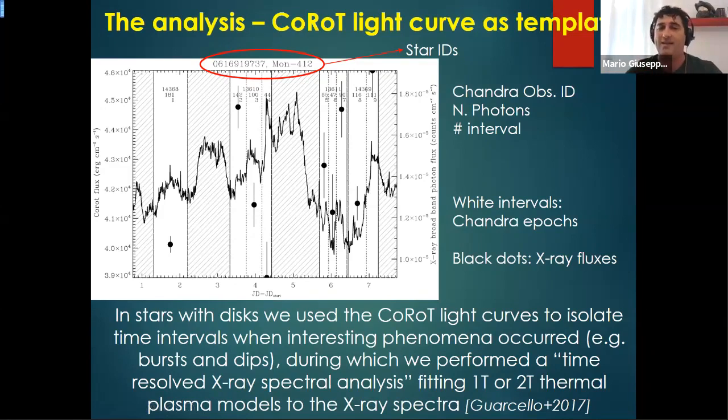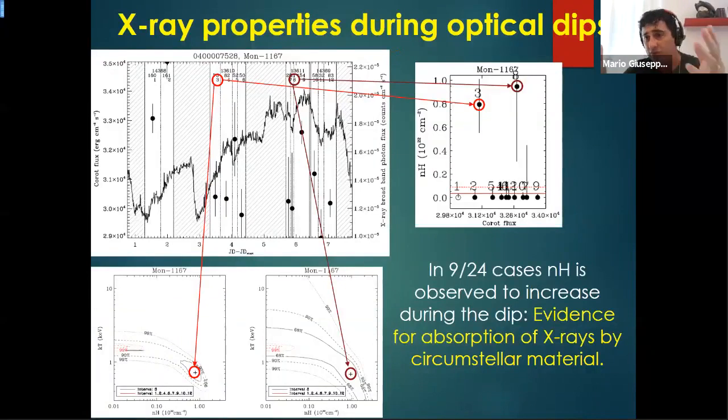We extracted the X-ray photons during these time intervals, and we performed what we call a time-resolved X-ray spectral analysis, fitting the X-ray spectra with 1-temperature and 2-temperature thermal plasma models, all in those time intervals. So now let me show you some of the results. For instance, let's consider a star with optical dips. This is the light curve of one of the stars in 2264 with optical dips. There is a large dip here and 3 narrow dips, which are due to an increase of the optical extinction due to the circumstellar material.